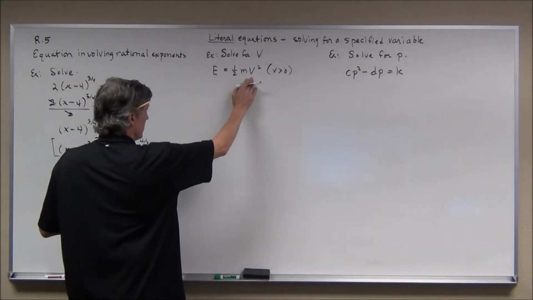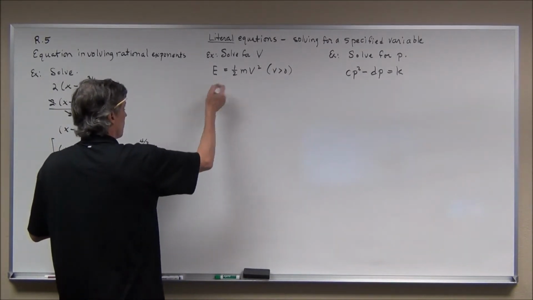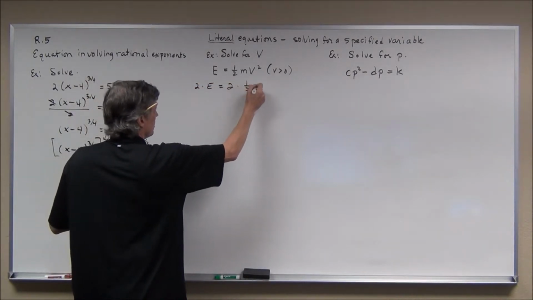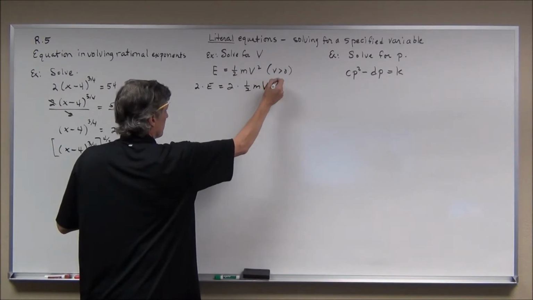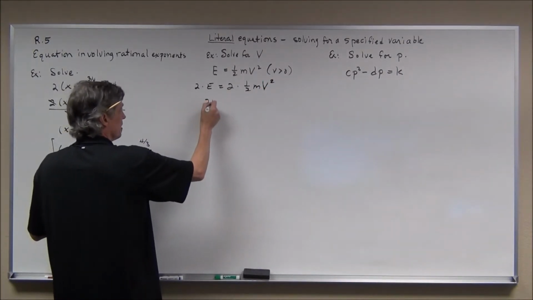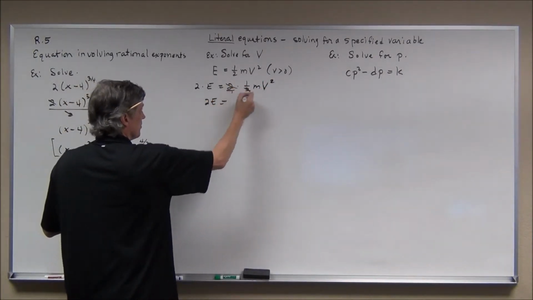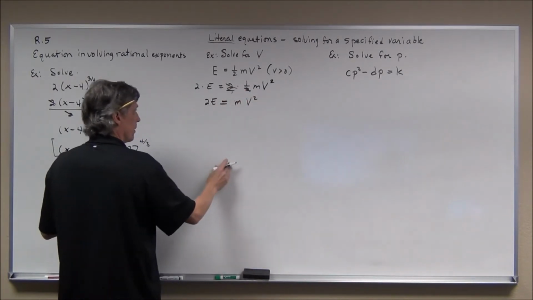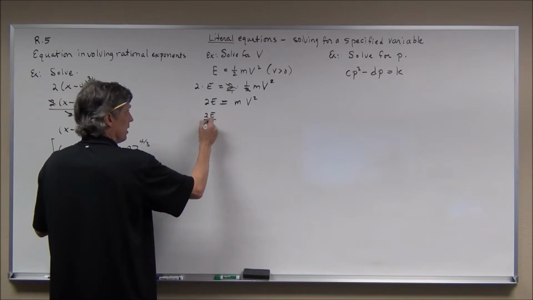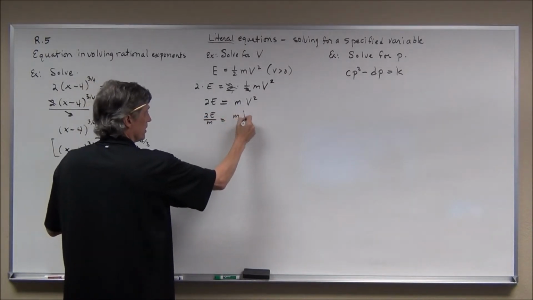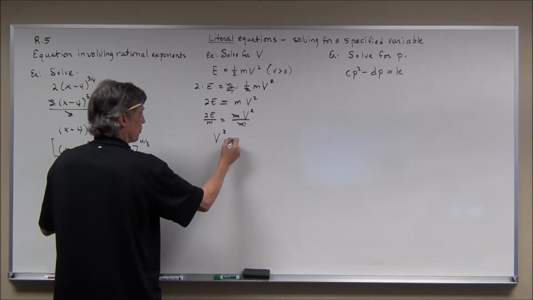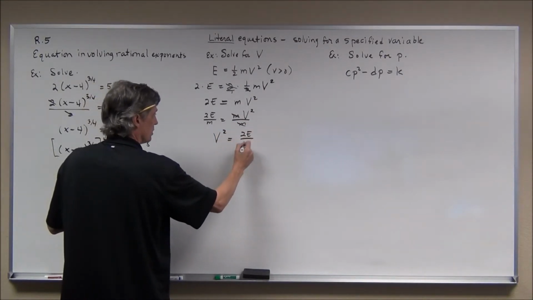But I'm going to isolate the v. I want to get rid of the 1/2 by multiplying both sides by 2. Let's make that a little bit bigger there. And 2e would be equal to mv squared. Now I'm going to divide both sides by m. And I think I'll flip the sides around. All right, v squared is equal to 2e all over m.